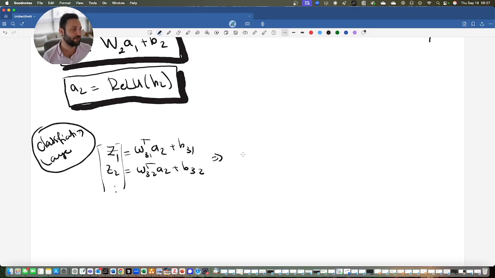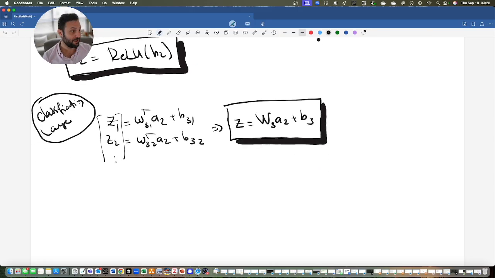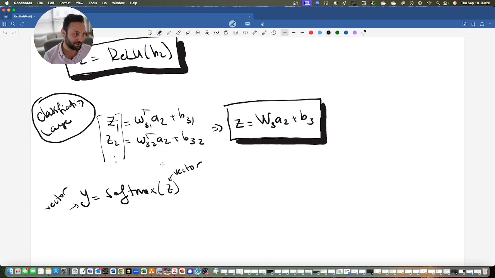And therefore, what we get is Z, the set of logits, which is nothing but W3 A2 plus B3. Box it, highlight it. And from here we get Y, which is softmax of Z. Again, this is a vector, right? And this is a vector.